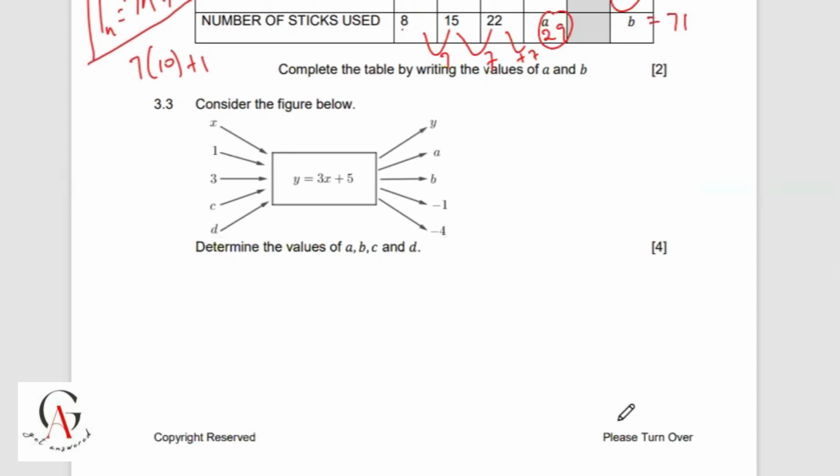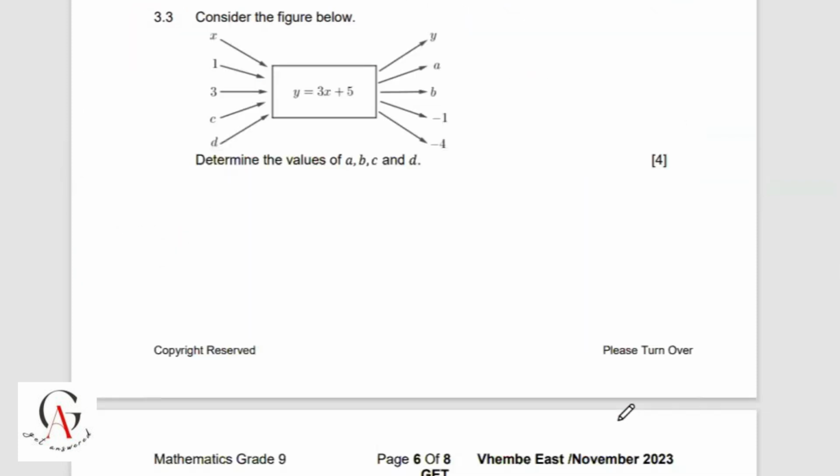3.3, we have a flow diagram, and they want us to find the values of A, B, C, and D. So let's feed the numbers. So what is 3 times 1 plus 5? A becomes 8. Say 3 times 1 plus 5 is 8. Then we have 3 times 3 plus 5, which is going to be 14, because 9 plus 5 is 14.